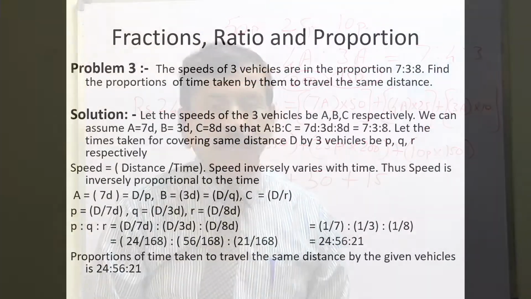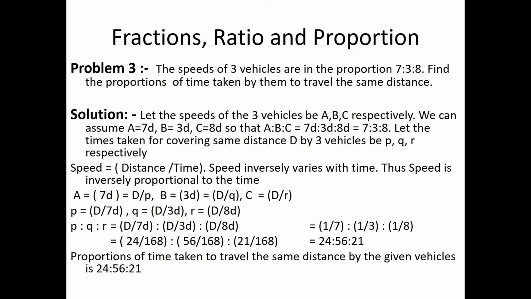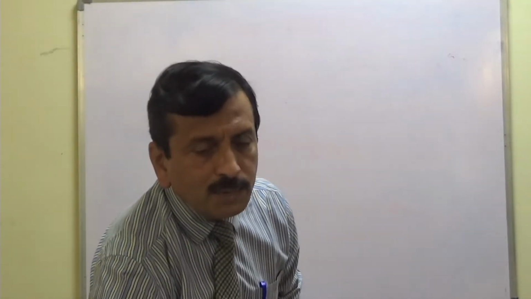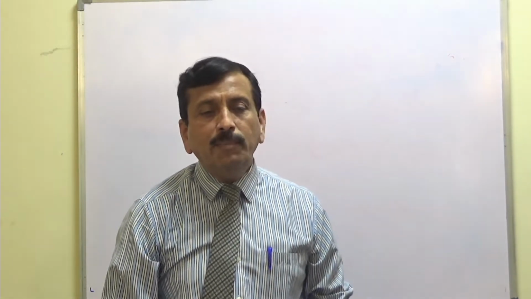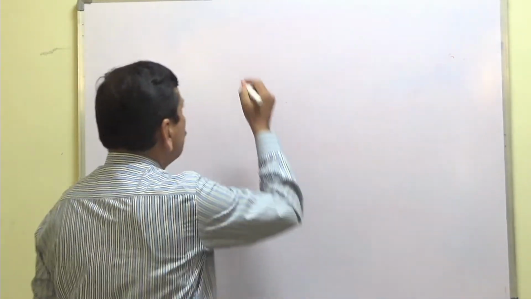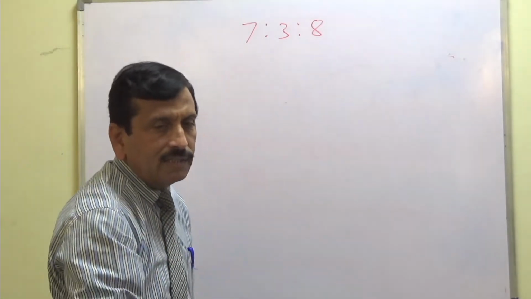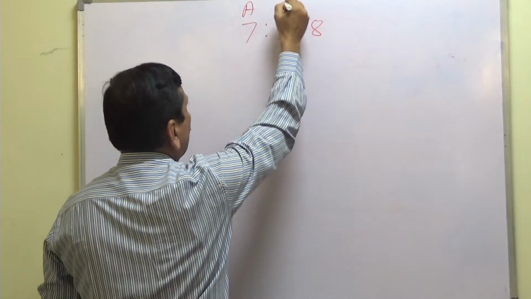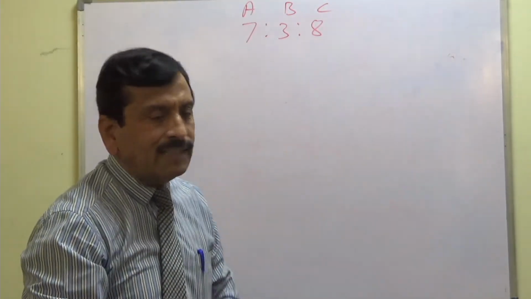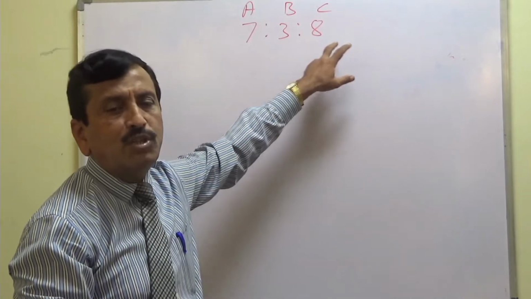Next problem, read the problem carefully and then try to formulate it. When you read the problem, you keep on putting variables for all the unknowns and then try to get it. Look here, the speeds of three vehicles are in proportion 7:3:8. Find the proportions of time taken by them to travel the same distance. Now there are three vehicles, A, B, C. Naturally, their actual speeds are in a ratio 7:3:8.